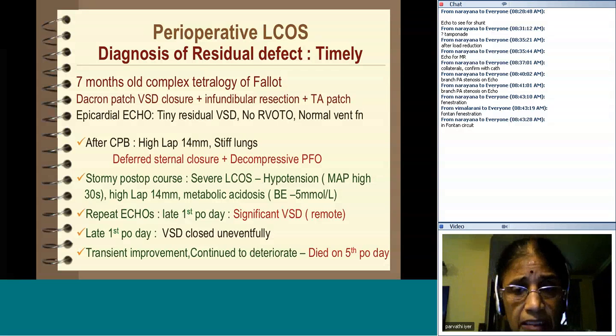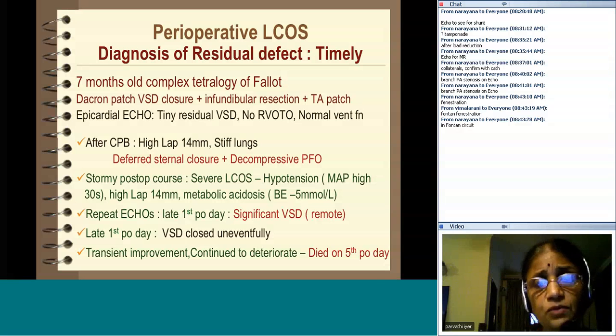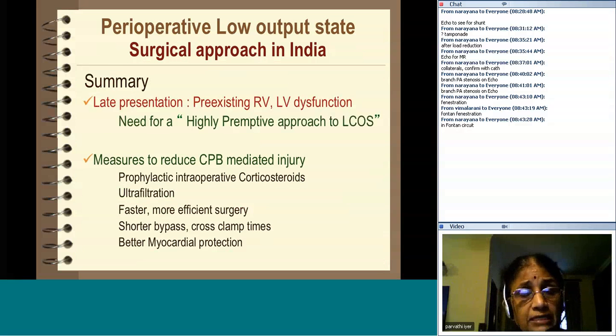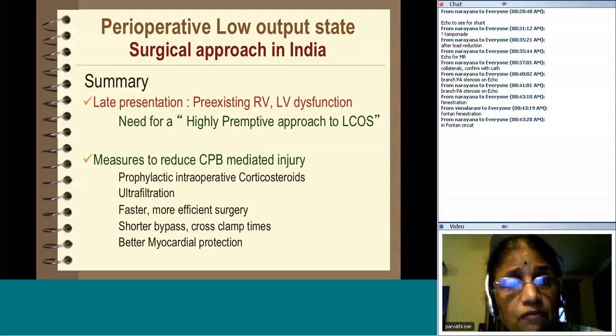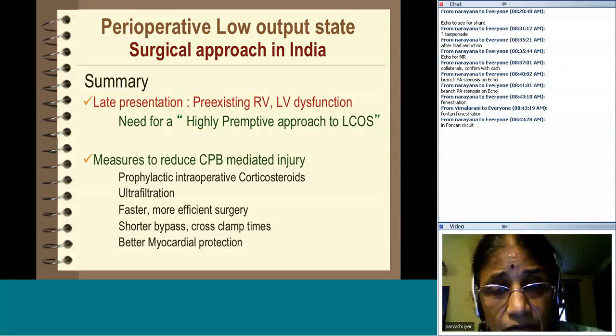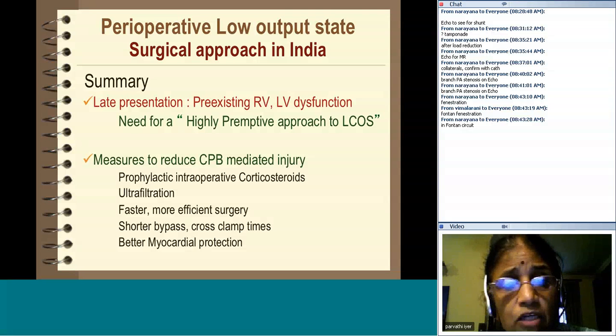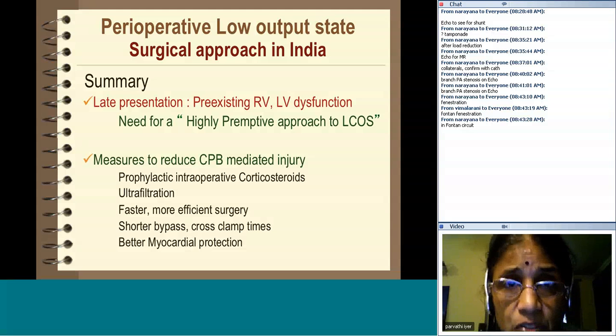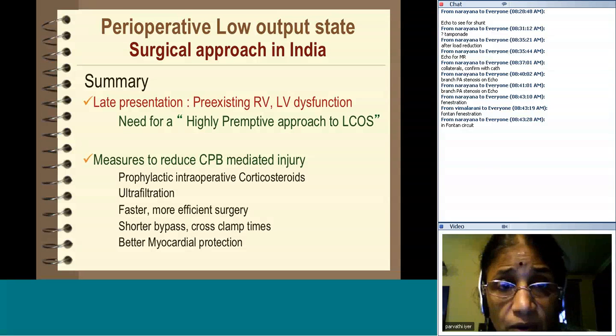So to summarize, the surgical approach to low cardiac output state in our country: we recognize that you have a lot of late presentation, there's a lot of pre-existing right ventricular and left ventricular dysfunction. So we really need a very, very highly preemptive, anticipatory approach. We should not use a knee-jerk reflex and just keep escalating inotropes. We need to be like Sherlock Holmes and keep looking and thinking. However good the surgeon may be and however offended the surgeons may get, we need to keep asking, could something have been left behind, could there be an unusual surgical mechanical issue which can be very easily corrected, like in that Fontan and in that truncus.